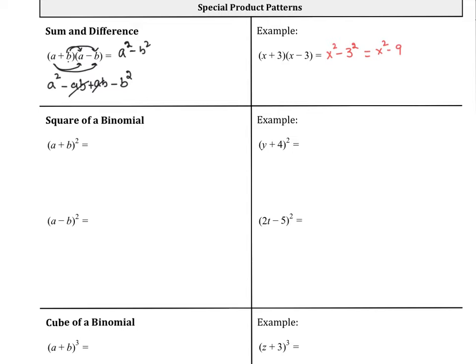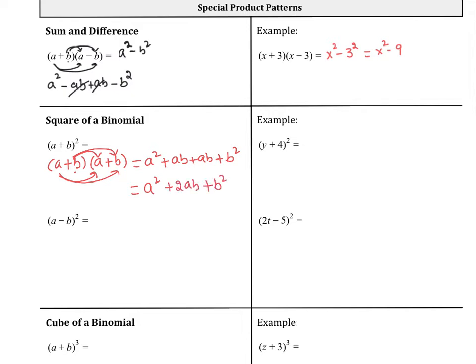Square of binomial. So you have a plus b times a plus b. So a plus b square means a plus b times a plus b. FOIL this and let's see what we get. So you're going to get a square. So a times b would be ab. B times a would be ab again. And b times b would be b square. So you're going to get a square plus 2ab plus b square. So a plus b whole square will turn out as a square plus 2ab plus b square.